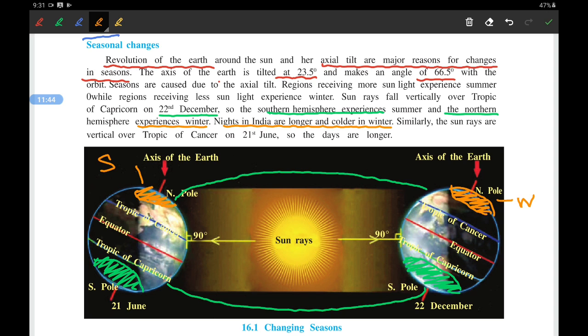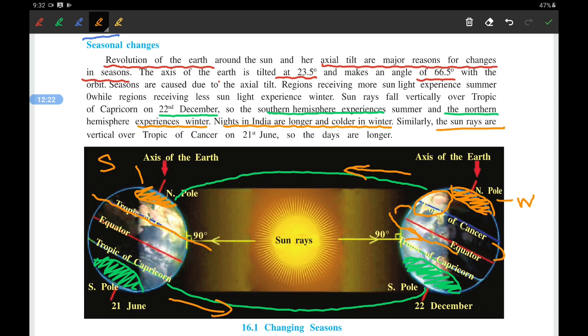Similarly, the sun rays are vertical over the Tropic of Cancer. Tropic of Cancer is here. They are vertical. So here you can see India, right, it is having summer because it will be moving, right. You need to remember that the earth is moving in this direction, at the same time it is also moving in a circular motion. Okay, it is also rotating on its own axis, right. That's why nights in India are longer and colder in winter.